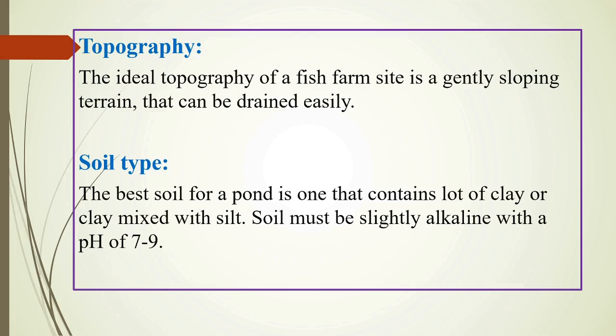Soil rich in minerals like iron, magnesium, lime, etc. is highly favored as the minerals are useful for a quick growth of the fish. Soil must be slightly alkaline with a pH of 7 to 9.